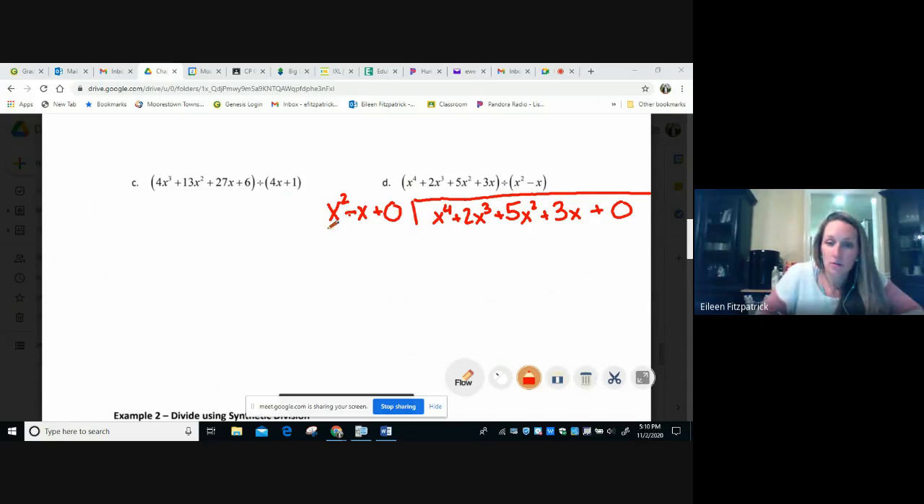Okay, now you start with the same questions we always do. What do you have to multiply x squared by to get x to the fourth? You have to multiply by an x squared. So that term goes over the 5x squared, and I distribute to all three terms. Okay, so x squared times x squared is x to the fourth. X squared times negative x is negative x to the third. X squared times 0 is just a 0. If you want to write 0x squared, you can, but it's just 0.